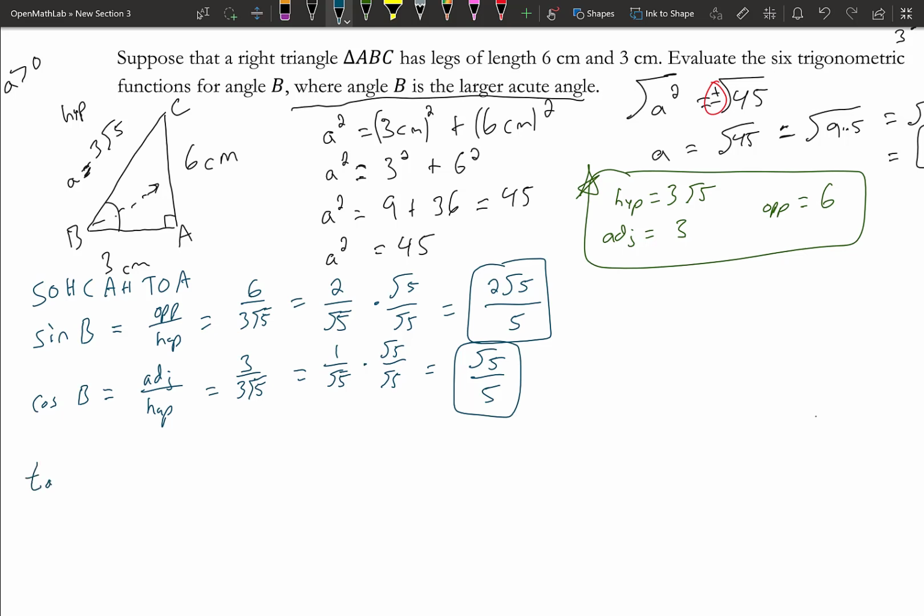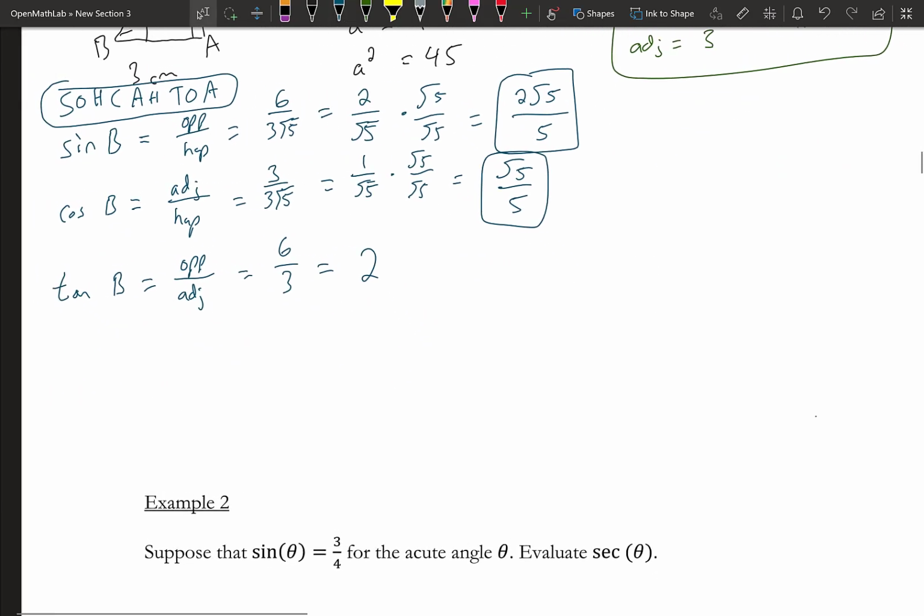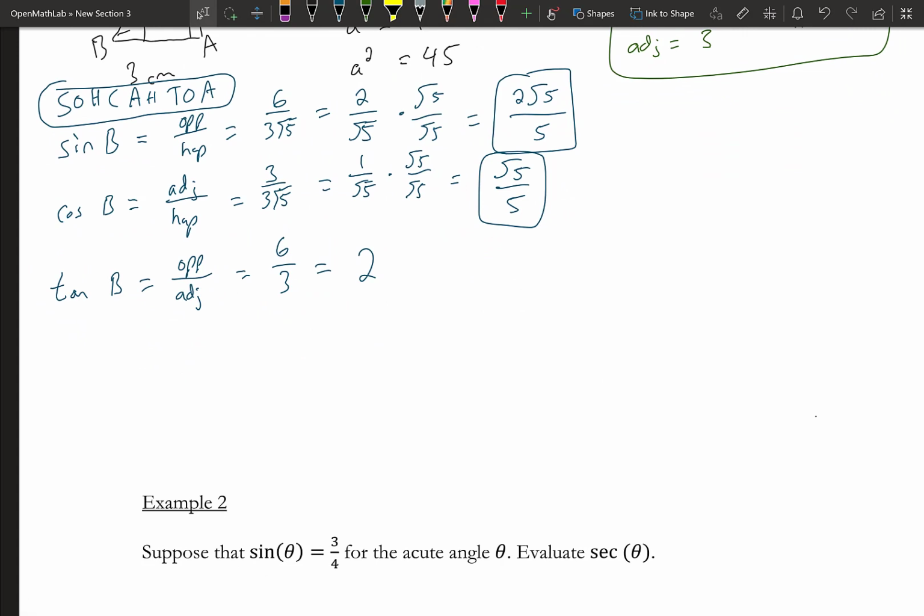Tangent of B is equal to the opposite over the adjacent, again pulling that from the helpful SOHCAHTOA tool. The opposite we found to be 6, adjacent is 3, so that leaves me with 2. So tangent was easier to find because we didn't have to rationalize the denominator at all. The other 3 trig functions just follow from these first 3.